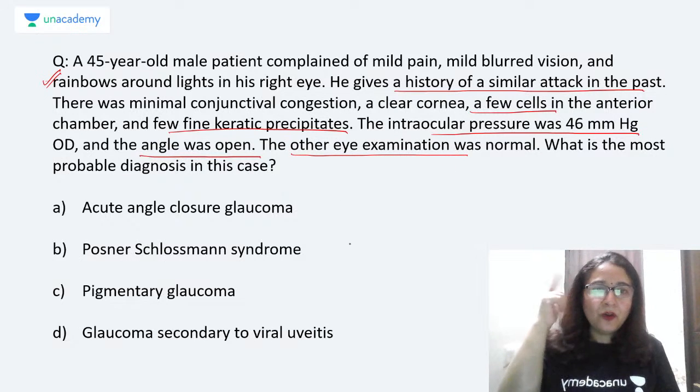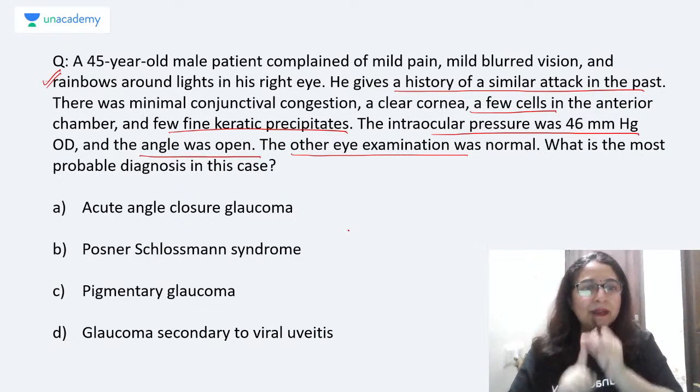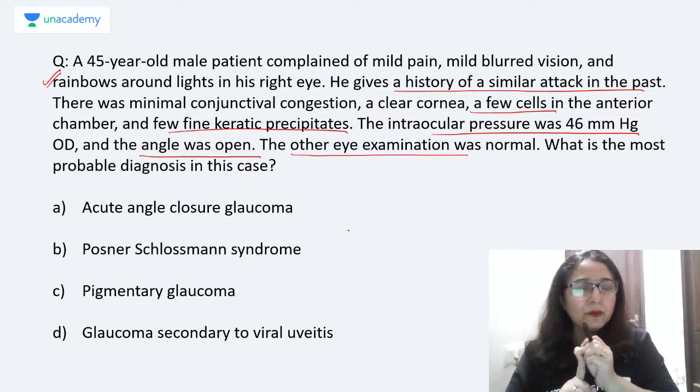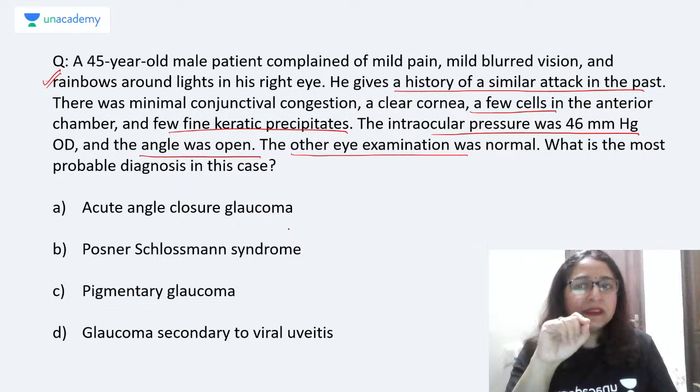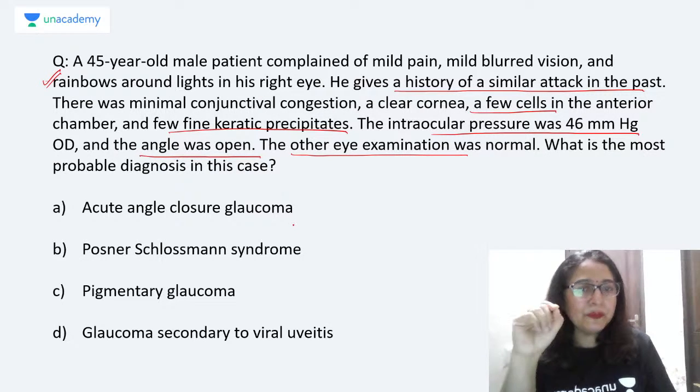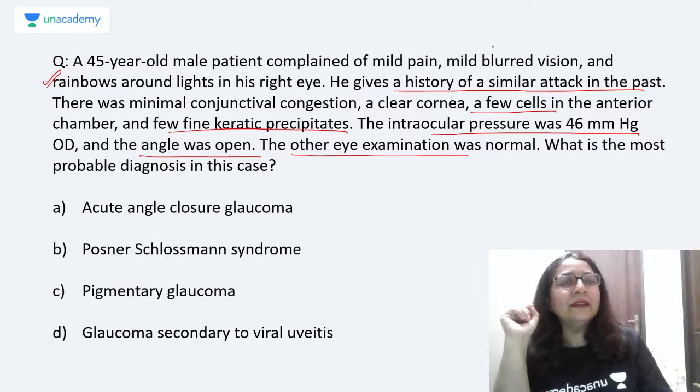So, see all the features. Attacks in the past, colored halos due to high pressure, okay, minimal conjunctival congestion, few cells in the anterior chamber, KPs are there, angle is open and other eye is normal.